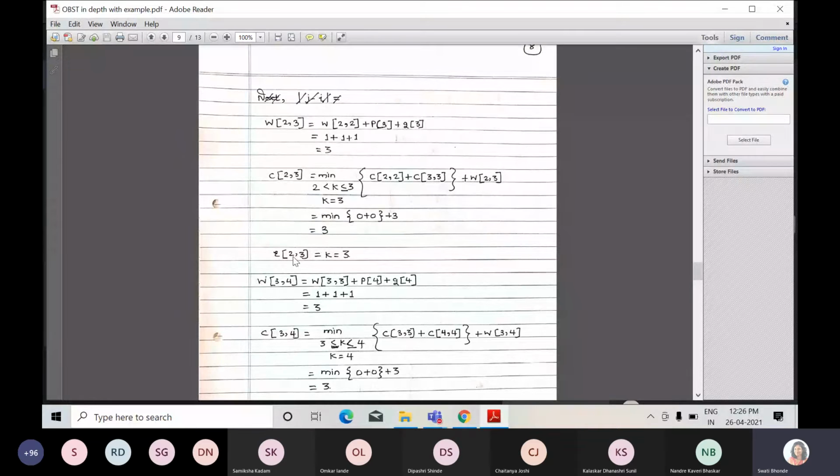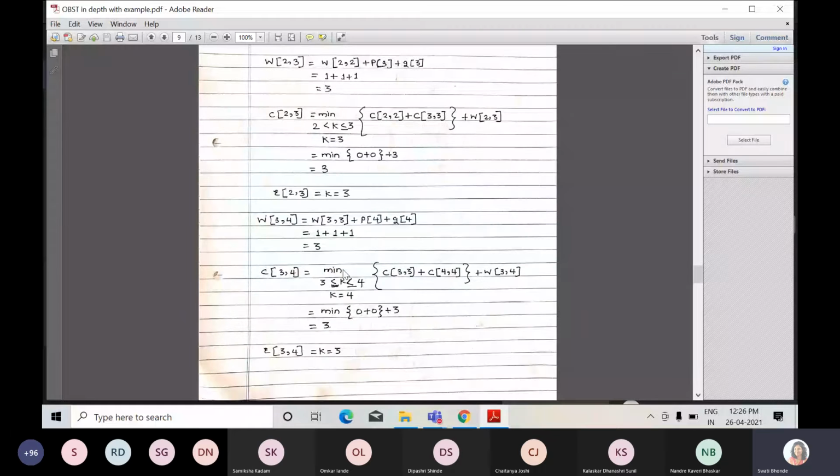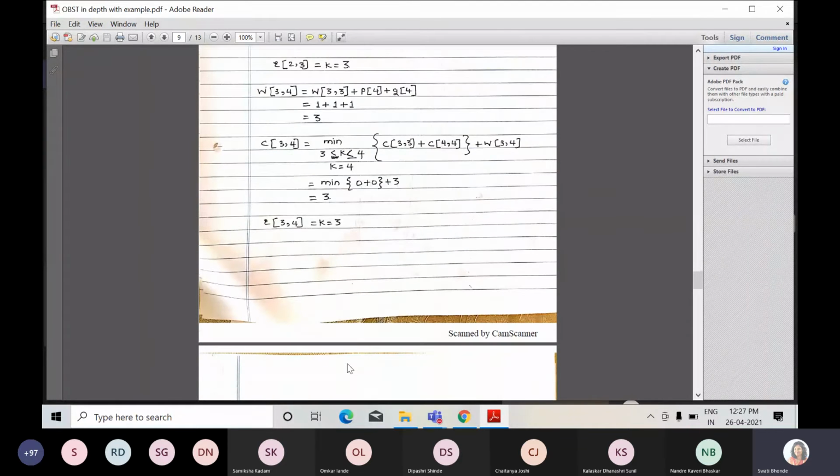Now 3 4 also has to be found in the same way. I will not explain 3 4, because here the difference 4 minus 3 is 1. W of 3 3 we got in the first step, that was 1. P of 4 and Q of 4 are already given in the problem statement. Now if I and J are 3 and 4, K will be 4. So simply put K equal to 4 in the equation and add it with W of 3 4 which we have just got. So you'll get 0 plus 3 as 3. For which value of K did you get 3? For 4. So K should be 4 here. Please remember this.